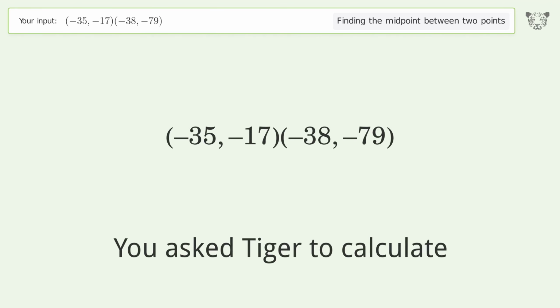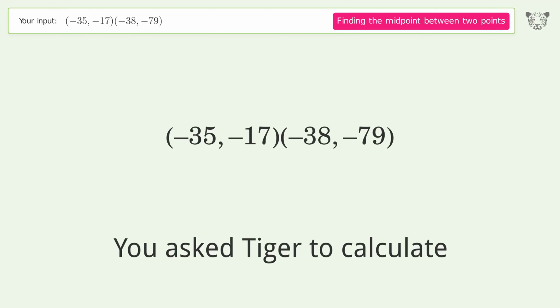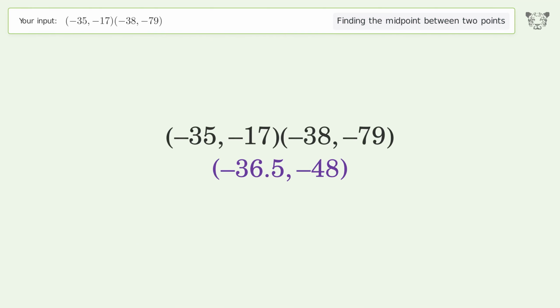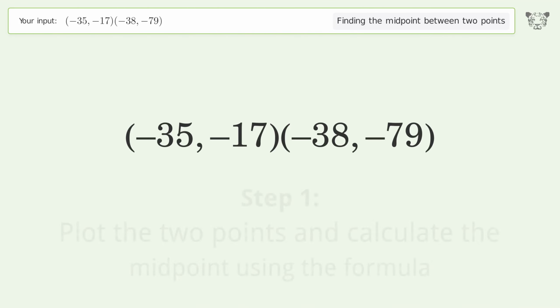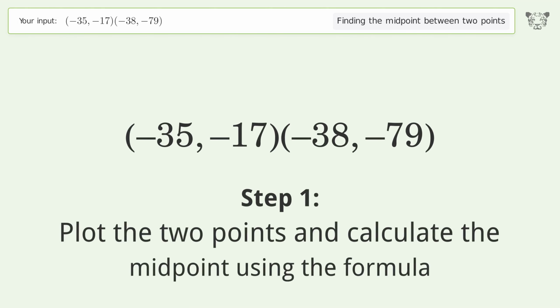You ask Tiger to calculate. This deals with finding the midpoint between 2 points. The midpoint between the 2 points is -36.5, -48. Let's solve it step by step. Plot the 2 points and calculate the midpoint using the formula.